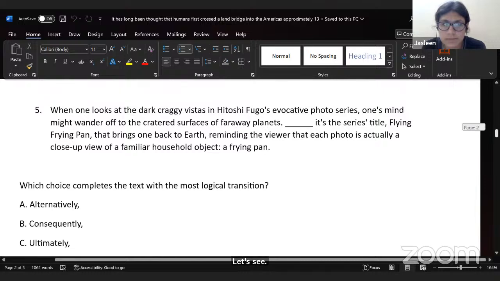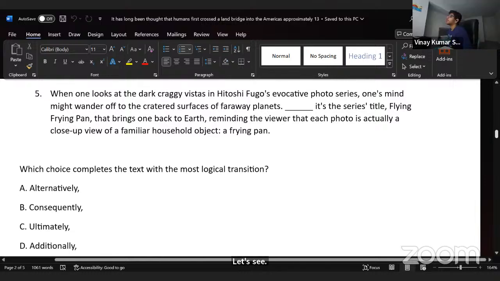Fifth one. When one looks at the dark, craggy vistas in Hitoshi Fuku's evocative photo series, one's mind might wander off to create cratered surface of faraway planets. Blank gets the series a little frying pan that brings one back to Earth, reminding the viewer that each photo is actually a close-up view of a familiar household object, a frying pan.